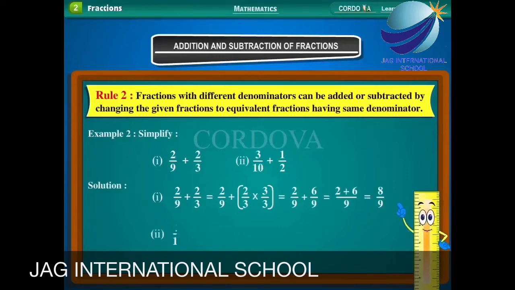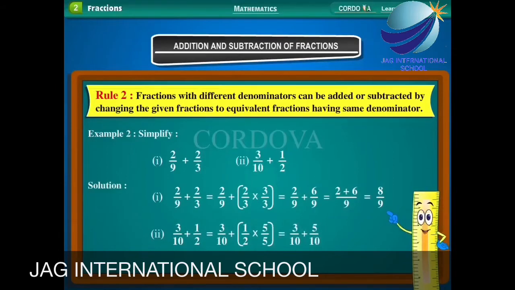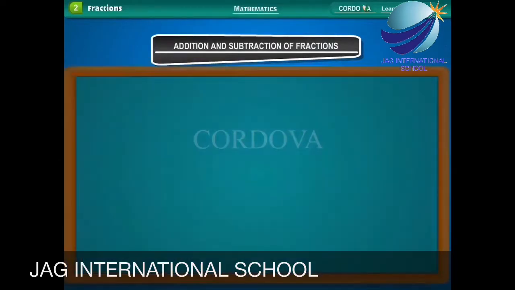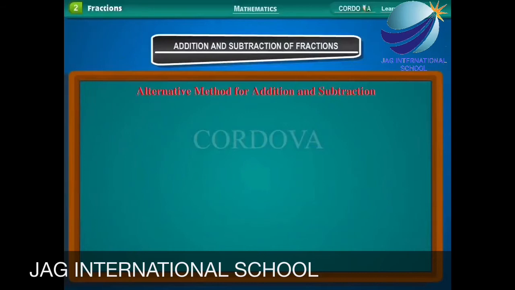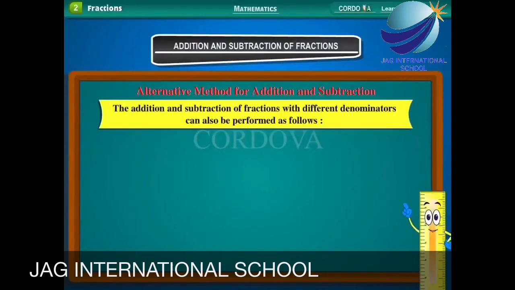3 upon 10 plus 1 upon 2 is equal to 3 upon 10 plus 1 upon 2 into 5 upon 5, which is equal to 3 upon 10 plus 5 upon 10, which is equal to 3 plus 5 upon 10, which is equal to 8 upon 10, which is equal to 4 upon 5. Alternative method for addition and subtraction. The addition and subtraction of fractions with different denominators can also be performed as follows.